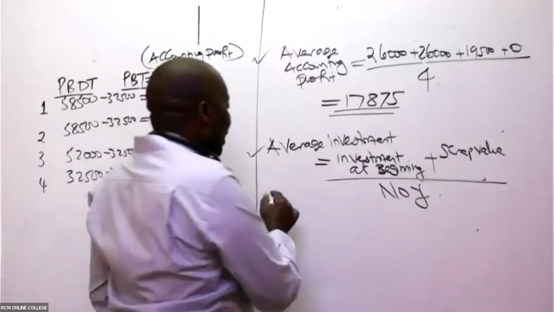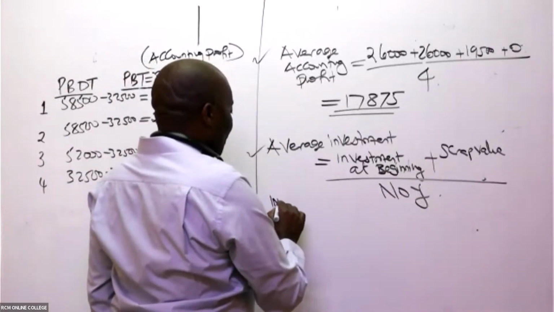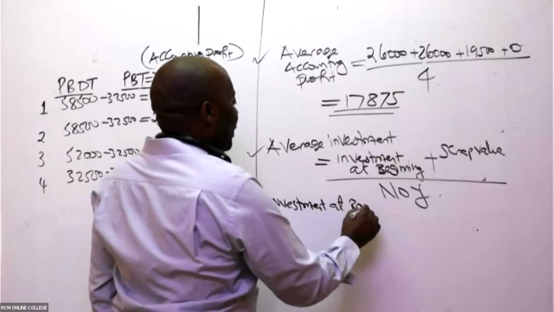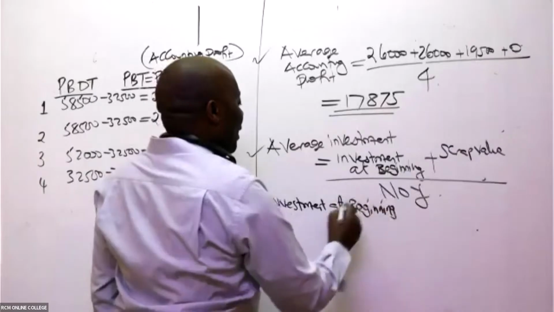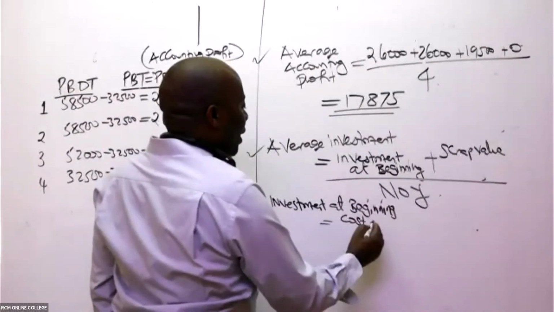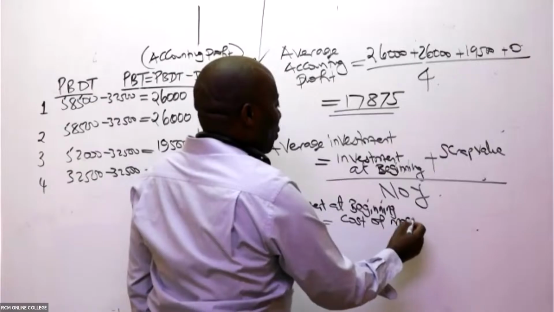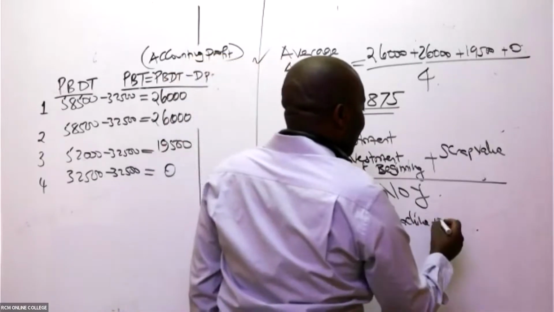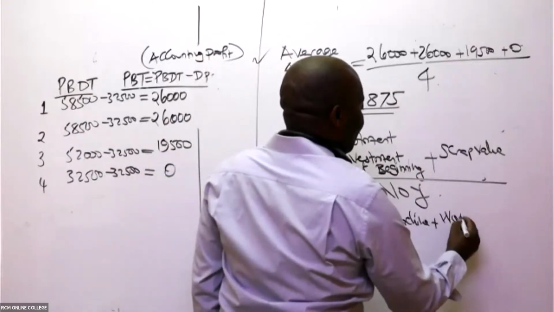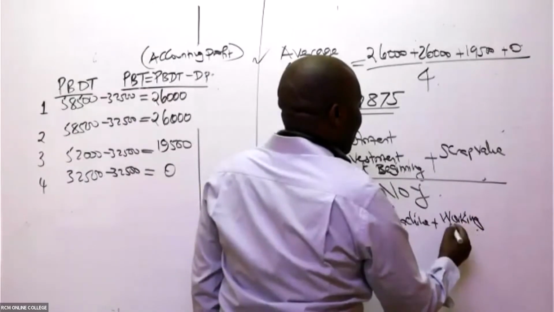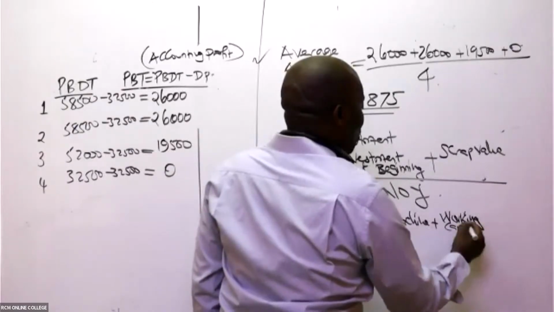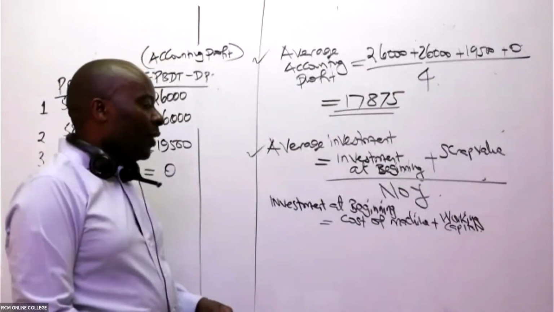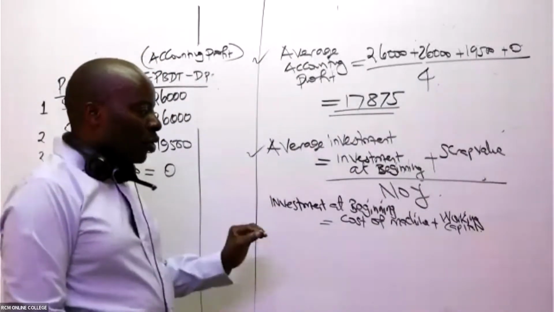Then how do we get our investment at the beginning? To get our investment at the beginning, we shall take the cost of the machine plus any working capital given. Investment at the beginning: you take the cost of the machine.